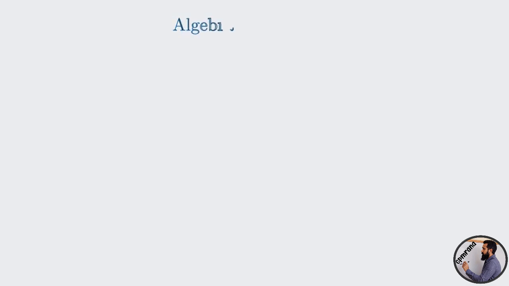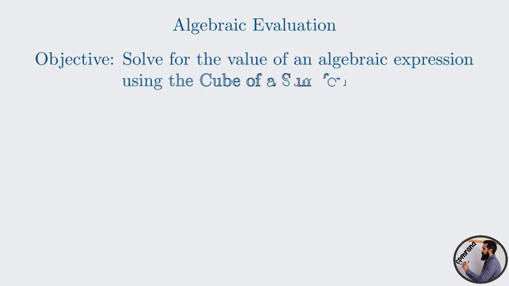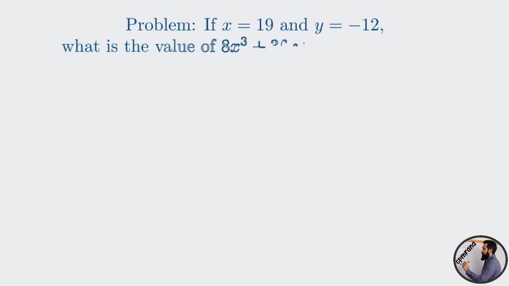Today, we are going to walk through a classic algebraic evaluation problem. By the end of this video, you will be able to recognize patterns in polynomial expressions and use the binomial cube identity to simplify calculations. We are given specific values for x and y, and we need to find the value of this long expression.